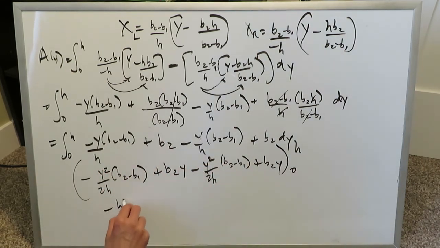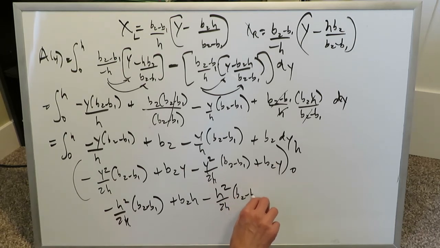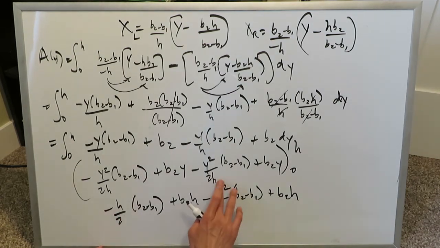We'll have a minus h squared over 2h (b2 minus b1), and we'll simplify in the next step right in these existing lines, plus b2h minus h squared over 2h (b2 minus b1) plus b2h. Here this h cancels out with this square on the top. Here this h cancels out with this square on the top. So what do we have left?